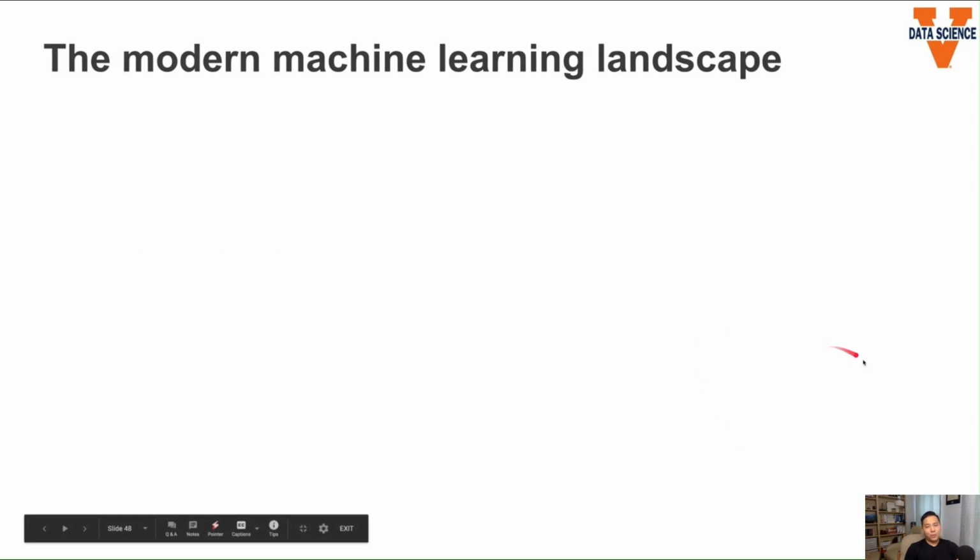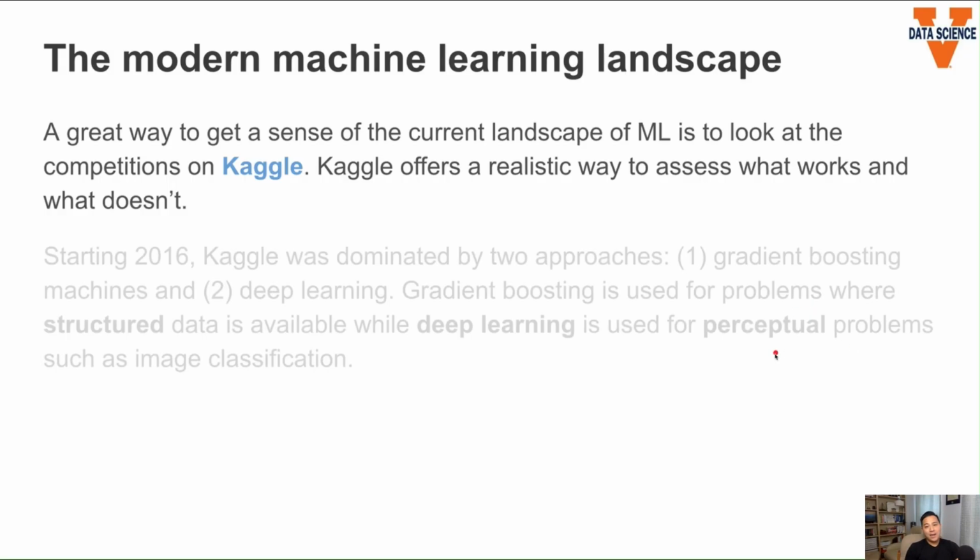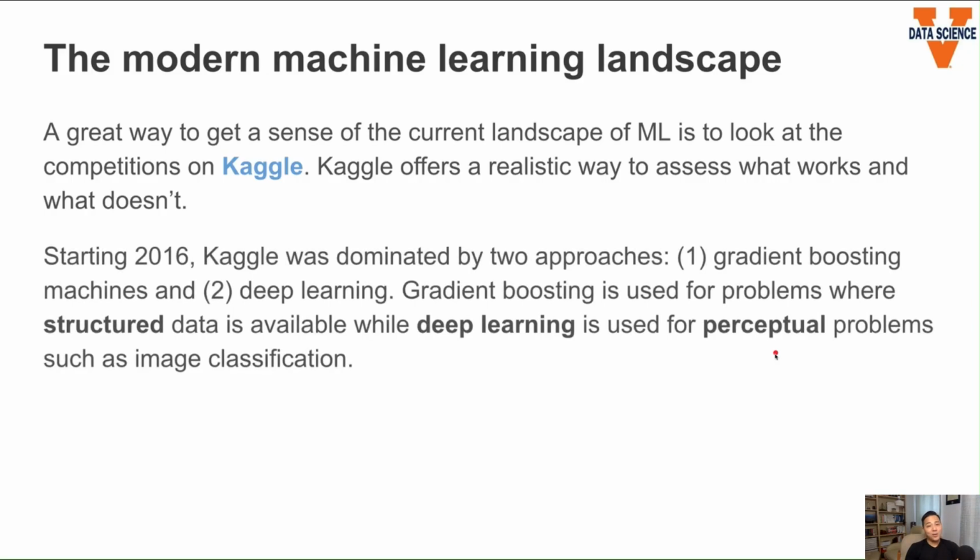Finally, I want to leave you with this note. If you want to get a really good sense of the machine learning landscape, just take a look at the competitions happening on Kaggle currently. Kaggle is a really realistic way to assess what works and what doesn't. If you have the time, go on Kaggle.com and take a look at what competitions are going on right now. There is a trend on Kaggle that started in 2016. It was dominated by two main approaches, and one of them was using deep learning for perceptual problems like image classification. So just a bit of a tease.